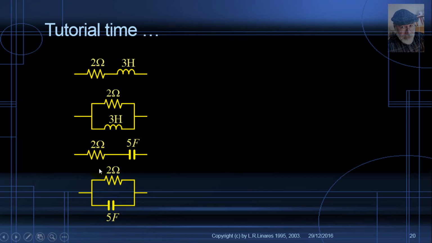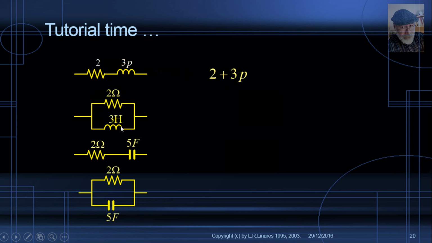These 4 different impedances, let's compute them separately. For the first one, a 2 ohm resistor in series with a 3 Henry inductor. The first thing is to replace them by their impedances. 2 is 2, and 3 Henrys is, of course, 3P. We add them together. How? As we would resistors, we add them together. The impedance of that branch is 2 plus 3P.